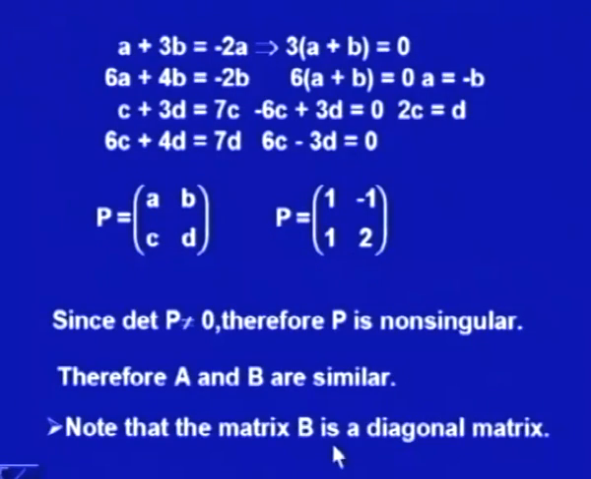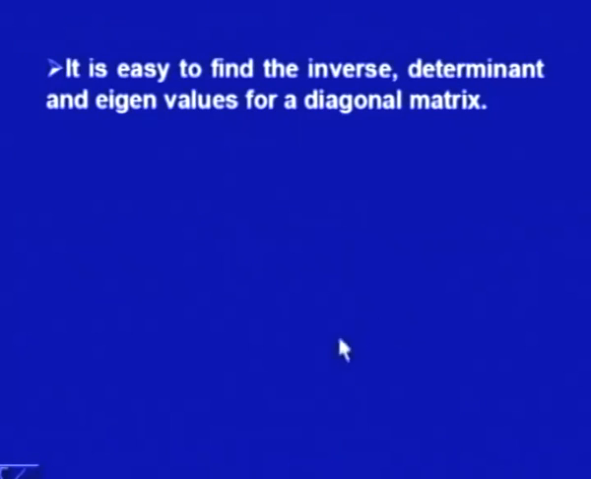One can notice from this system that the matrix B is a diagonal matrix. Now, on the basis of this we can say that it is easy to find the inverse, determinant and eigenvalues for a diagonal matrix, because if it is a diagonal matrix the determinant will be simply the product of the diagonal elements, and the diagonal elements are the eigenvalues. And the inverse will be simply the inverse of the diagonal elements. So, if the matrix happens to be a diagonal matrix, then a number of things can be simplified.